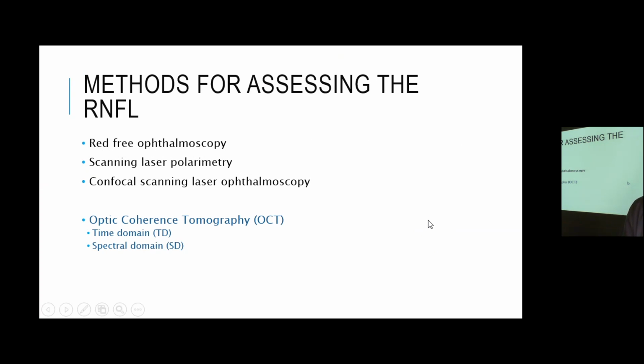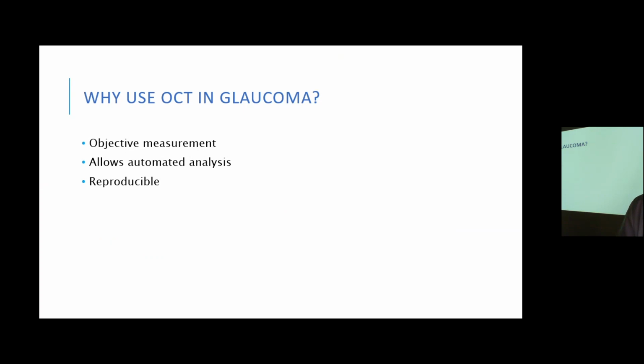Methods for assessment of the nerve fiber layer, we have red-free ophthalmoscope and older type of machine like scanning laser polarimetry, confocal scanning laser ophthalmoscopy, and the relatively new optical coherence tomography. Why use OCT in glaucoma? It's an objective measurement, allows automated analysis and reproducible results.